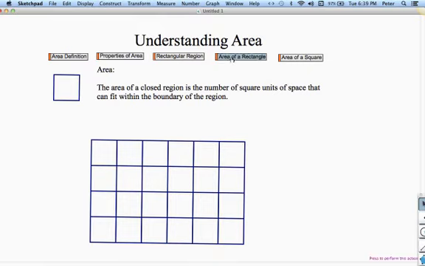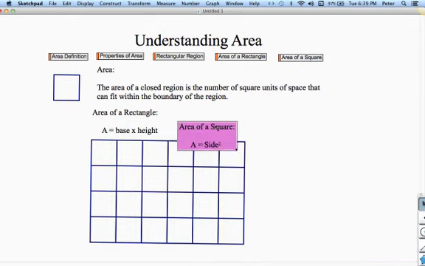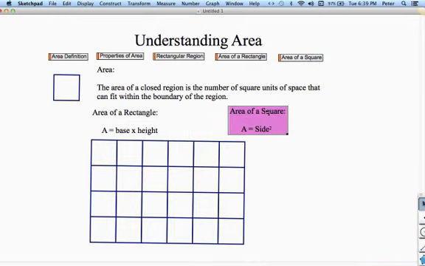That, of course, is going to be our first formula, that the area of a rectangle is going to be equal to the base times the height. Now, a square is a very special rectangle in which both the base and the height are the same. So we have a special formula for the area of a square, which is just area equals side squared.